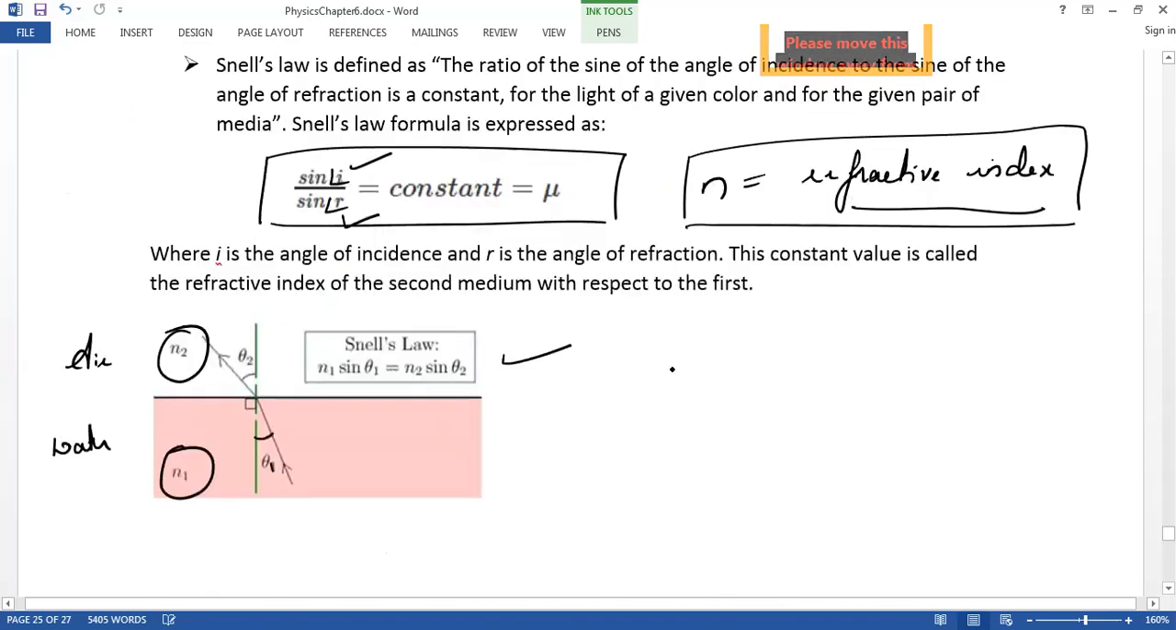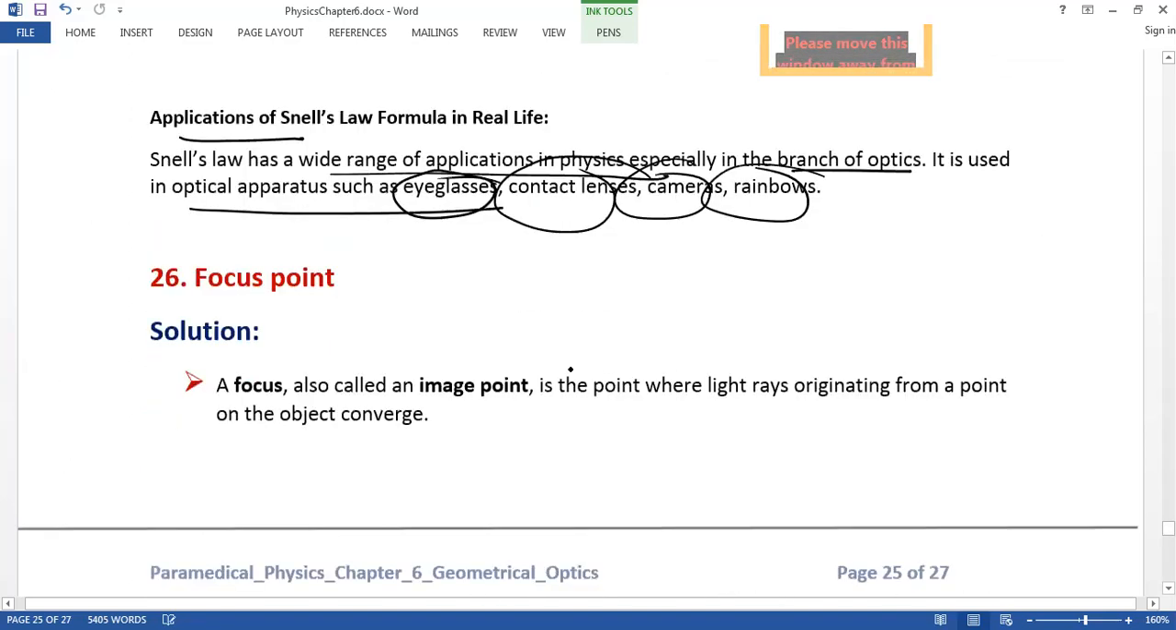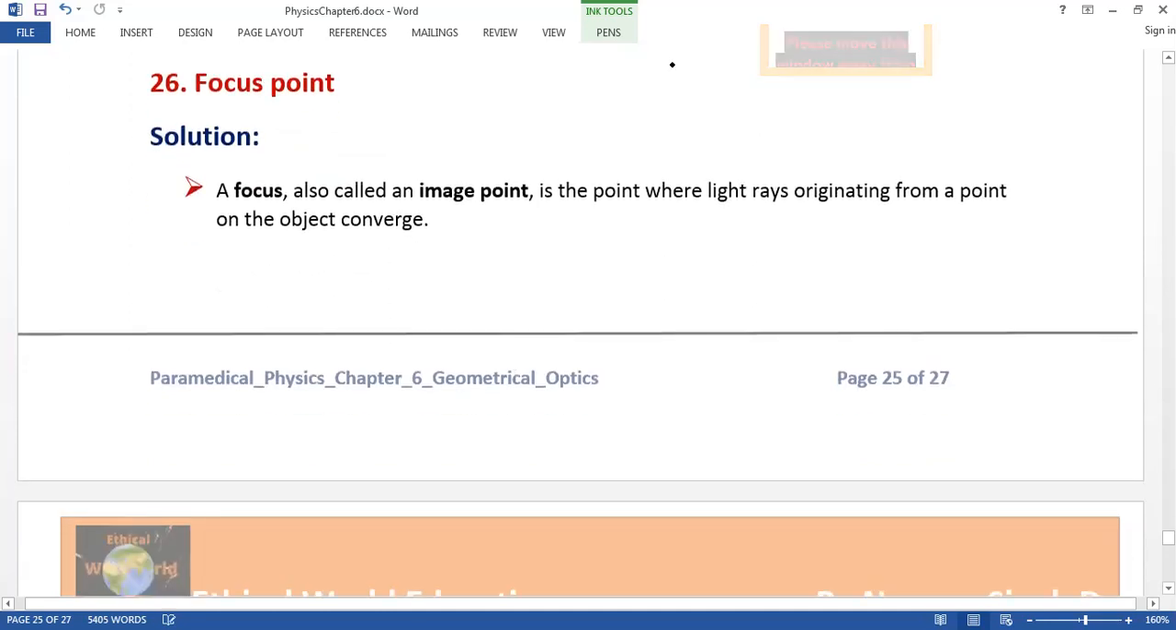Let us move on to the next one, the focus point. To understand focus, let us take a convex lens, or a concave lens. First, I'll take the convex lens. So this is a convex lens. Here a parallel ray of light is entering, or passing through, this lens.